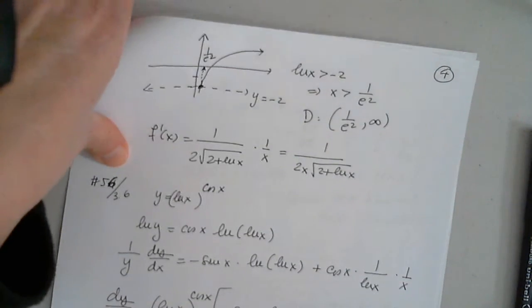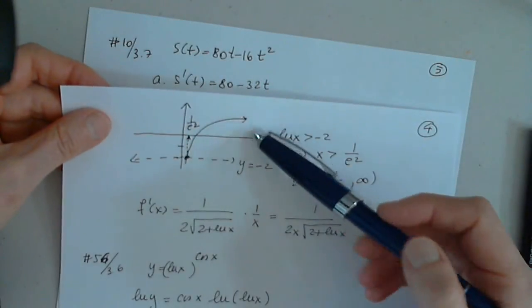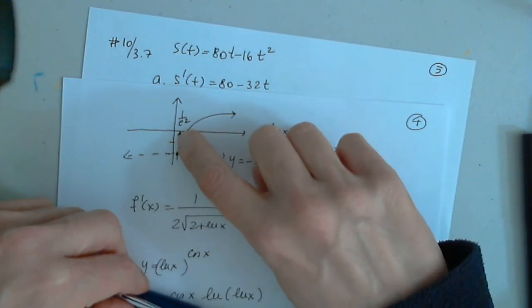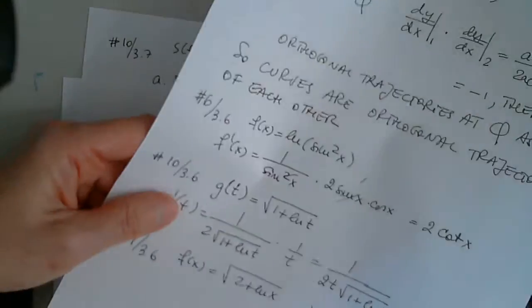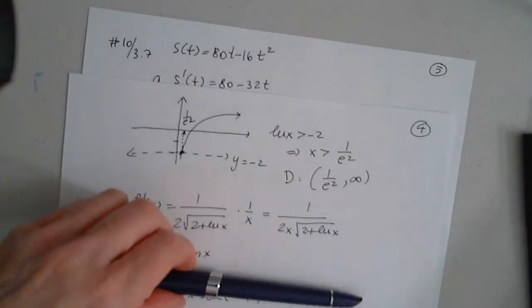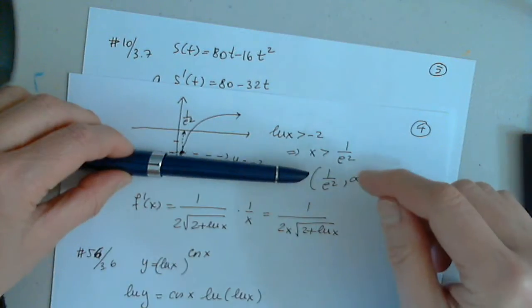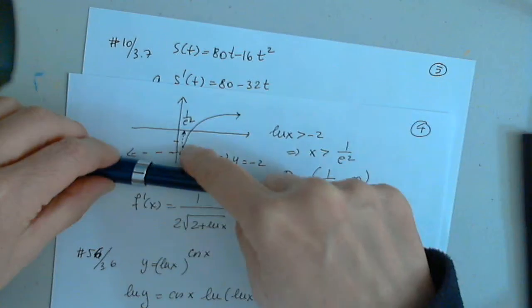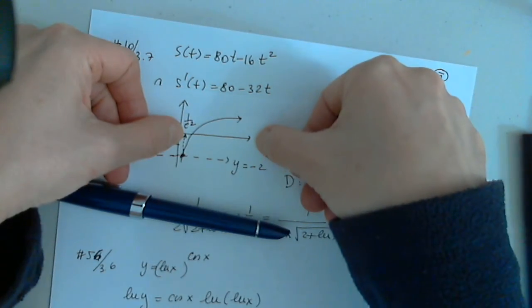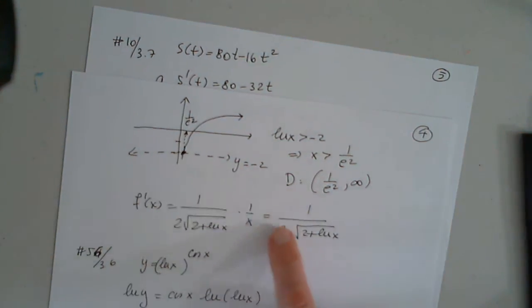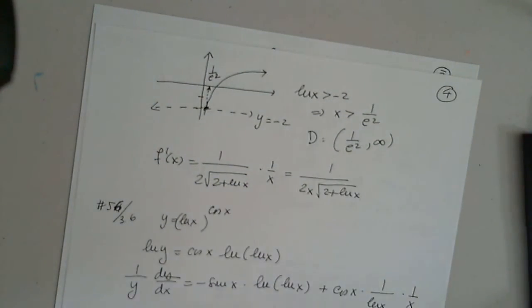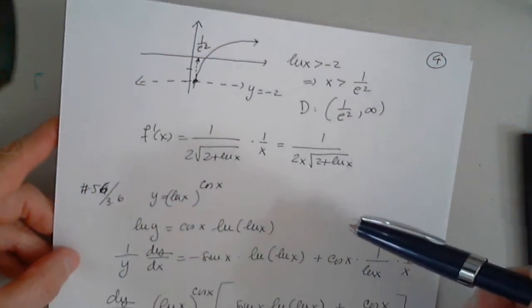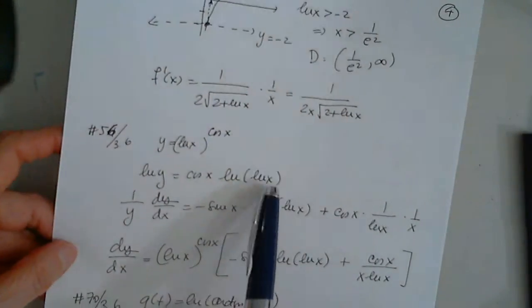So what happens here is this. This is the graph of natural log x. This is the graph of y equals negative 2. They intersect at this point, and we determine the x value algebraically, 1 over e squared. So I need to determine x such that natural log x is above this line. It will always be above this line between 1 over e squared to infinity. So the domain of this function is 1 over e squared to infinity. In this case, you just solve a logarithmic inequality. And the derivative is the same.